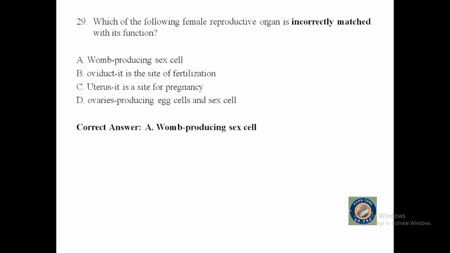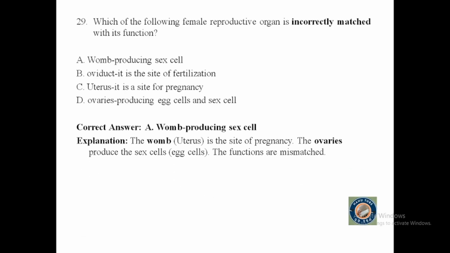The answer is womb producing sex cell. The womb, or uterus, is the site of pregnancy. The ovaries produce the sex cells, or egg cells. The functions are mismatched.